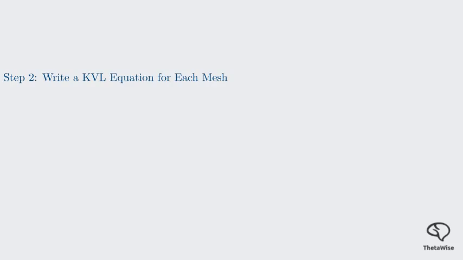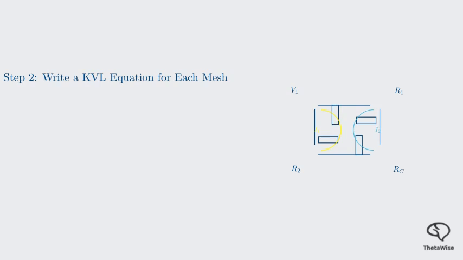Let's start with mesh 1. We'll add some components to make our example concrete. Let's say we have a voltage source, V1, a resistor, R1, and a central resistor, RC. As we trace clockwise around mesh 1, we first encounter the voltage source V1. Since we're going from negative to positive, it's a voltage rise, so we'll call it positive, plus V1.